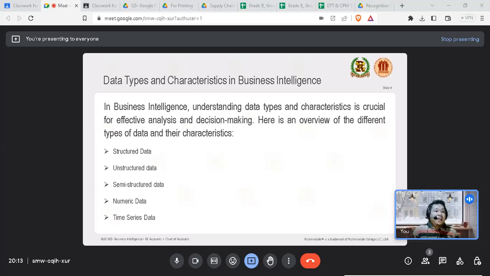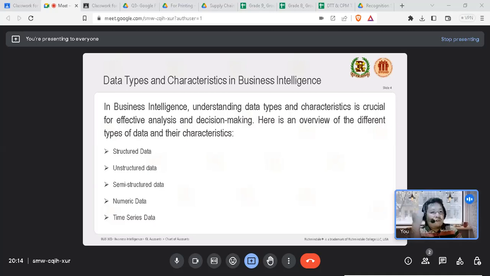Examples of unstructured data in business intelligence. Take note of this one. Number one is textual data. Text documents such as reports, emails, customer feedback, support tickets, or social media posts contain valuable insights but lack a standardized structure.